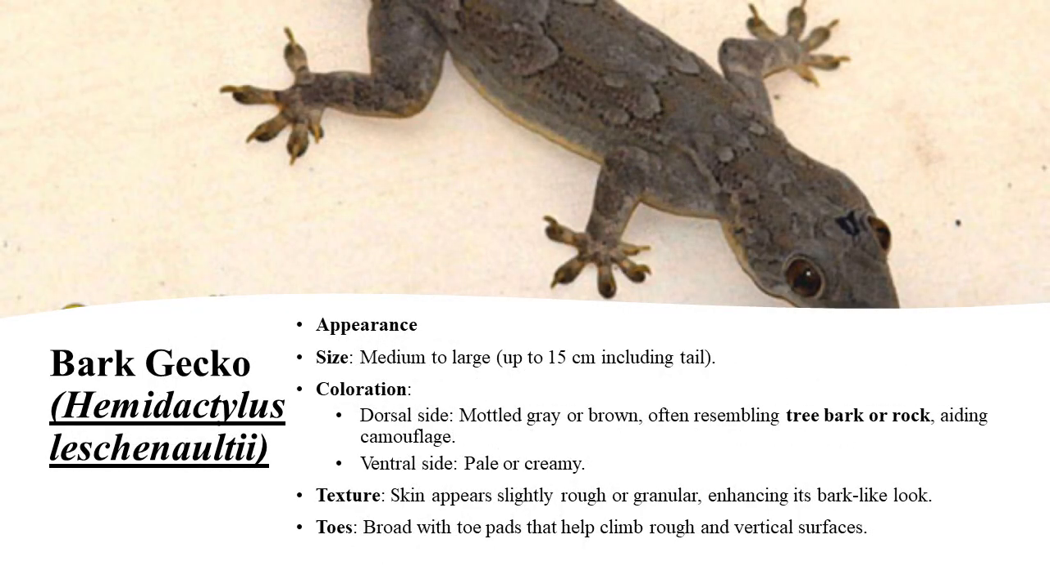Bark gecko, medium to large size. Color: dorsal side mottled grey or brown, often resembling tree bark or rock. Ventral side pale to creamy. Skin appears slightly rough or granular, enhancing its bark-like look. Toes broad with toe pads that help climbing rough and vertical surfaces.